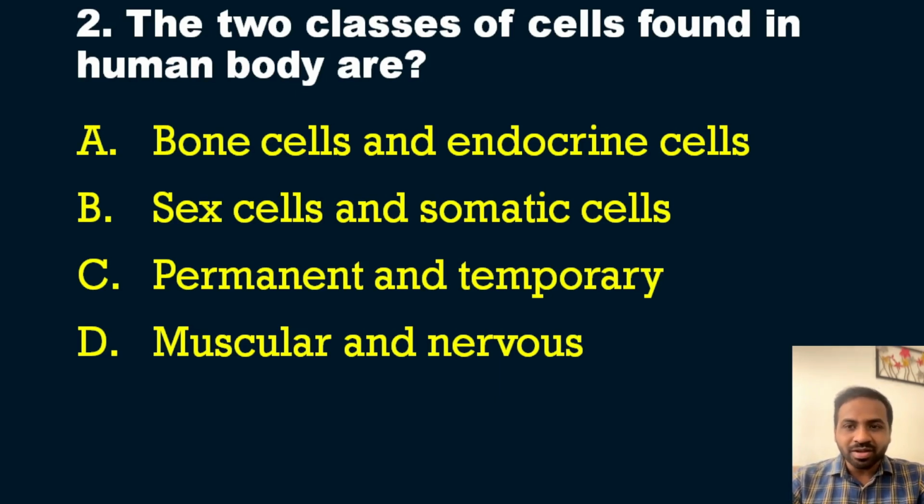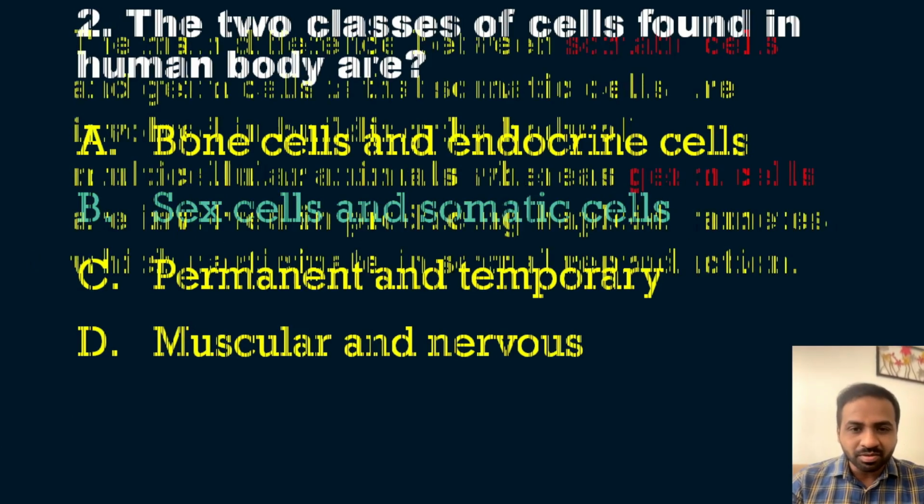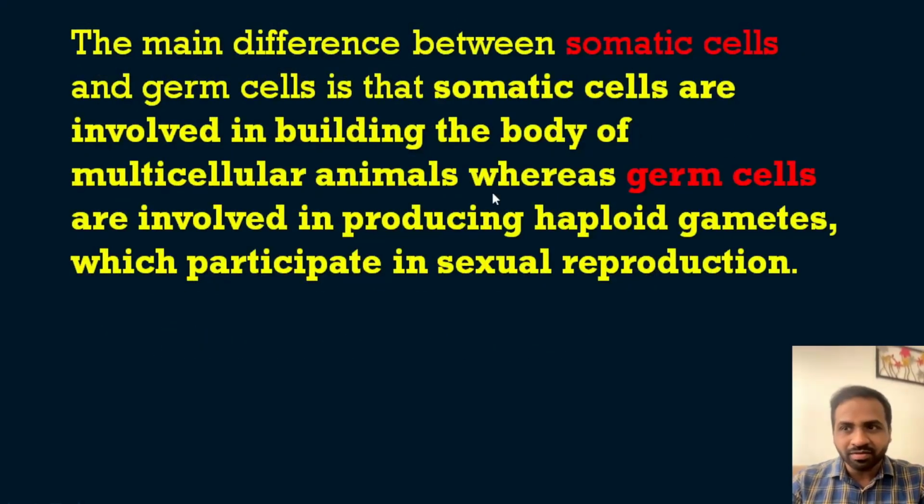Based on the type of the cell, we can classify them as dash. The question can also come like that. So what is the answer? The answer is option B, that is sex cells and somatic cells. Okay, so we will have a small explanation regarding the question. The main difference between the somatic cells and germ cells is that germ cells are the sex cells.